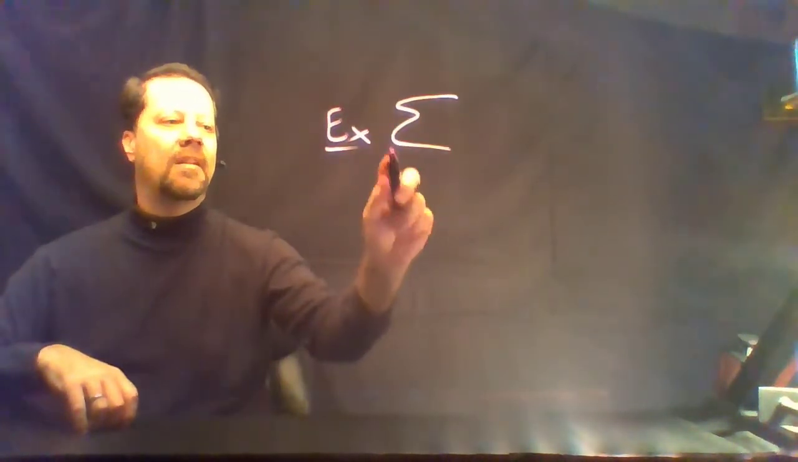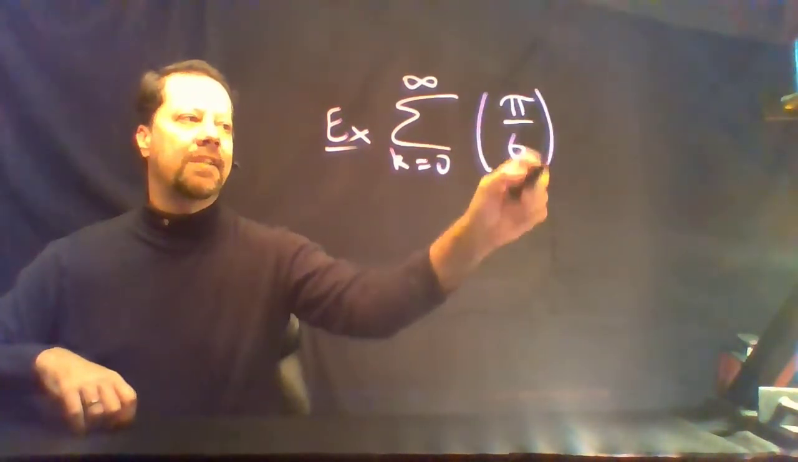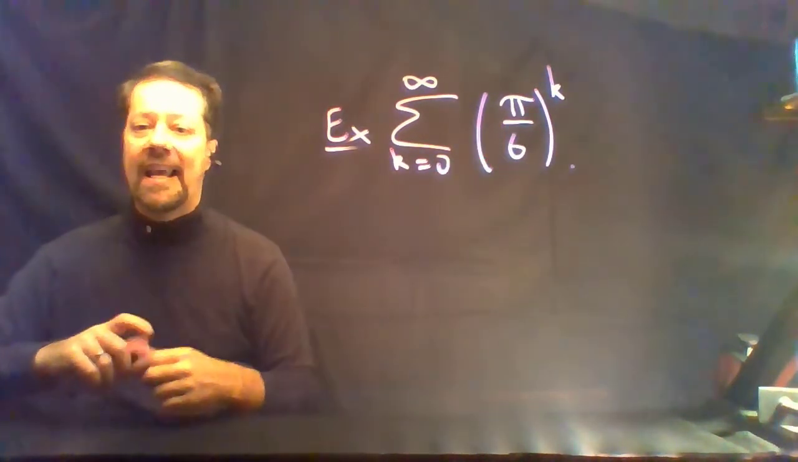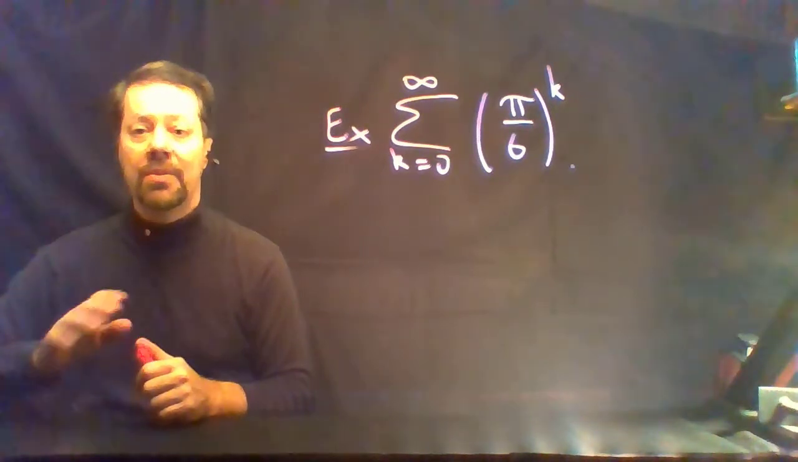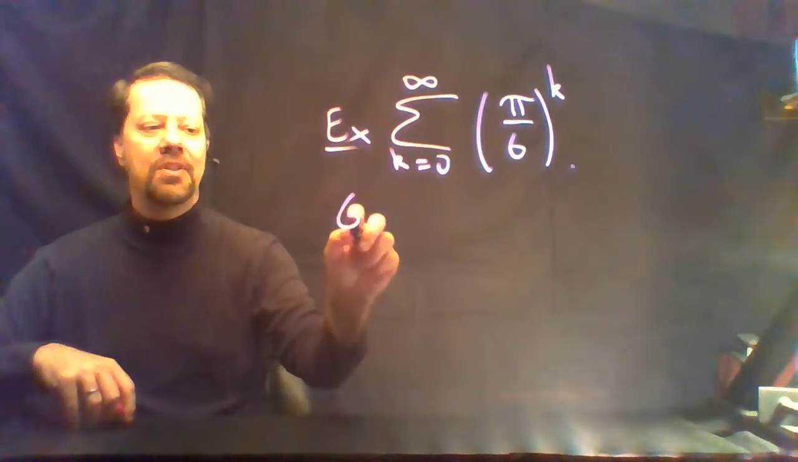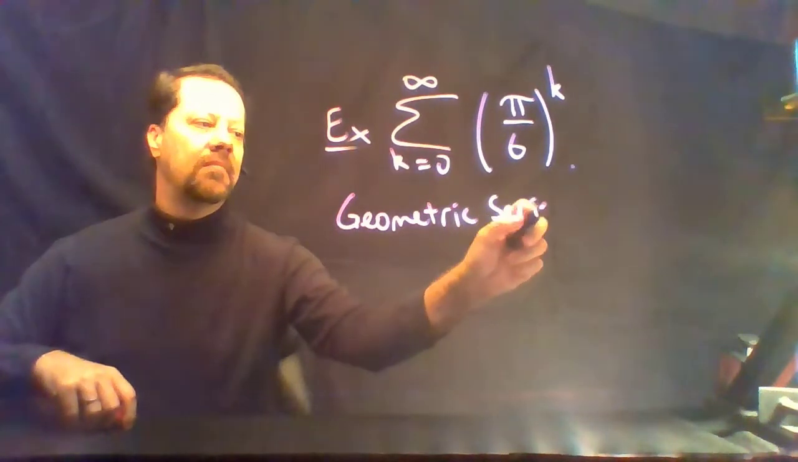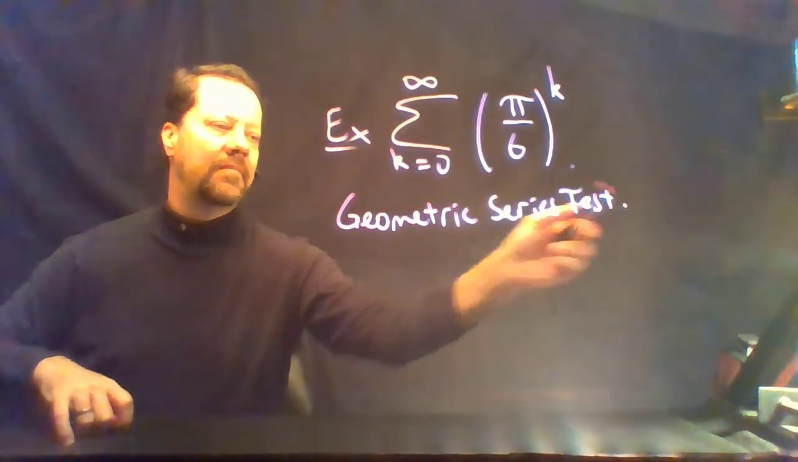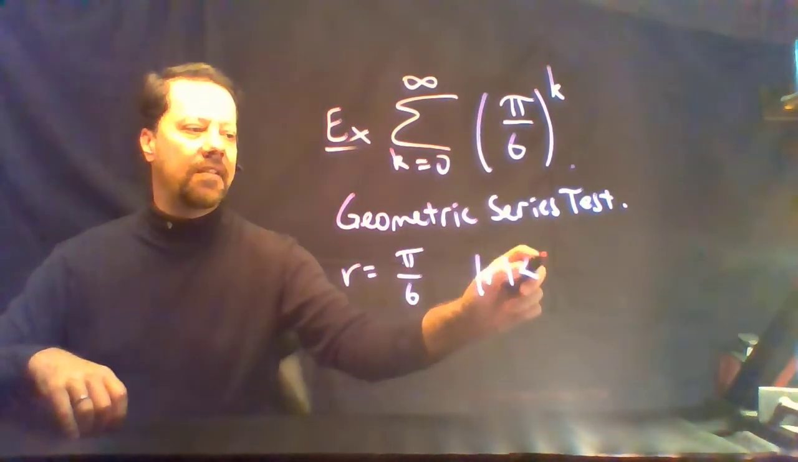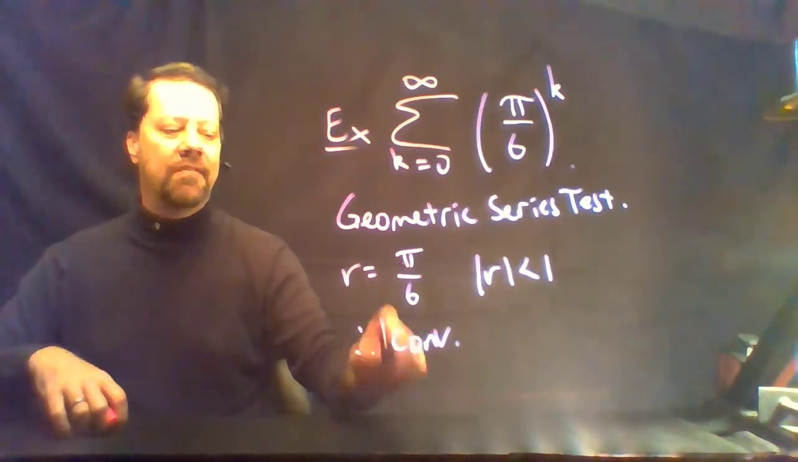Consider the sum as k goes from 0 to infinity of (pi/6)^k. Yes, this has a power of k, which means you may use the root test, which works great for geometric series as well. And that is a geometric series, so let's just use the geometric series test. The common ratio is pi over 6, and that means the common ratio has a magnitude less than 1. That means this series converges.